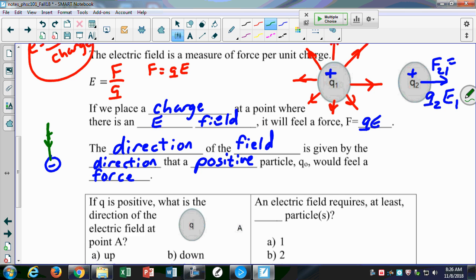And then I move my positive test particle. It's imaginary, it doesn't actually exist, it's just in my head. I move it over here, and it would feel a force in that direction. So the electric field would be in that direction. I do it all the way around, and my electric field would look like that. By the way, that's what the gravitational field of the Earth looks like too, because gravitational force is an attractive force. So the gravitational field looks like that.